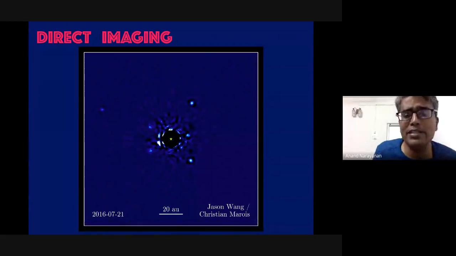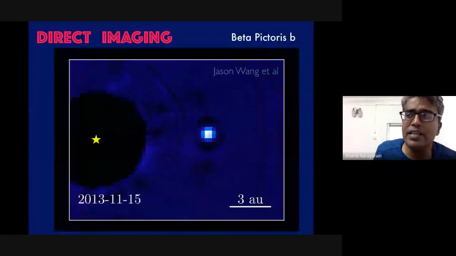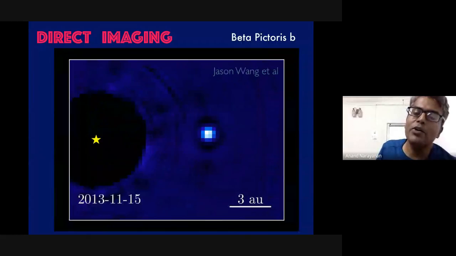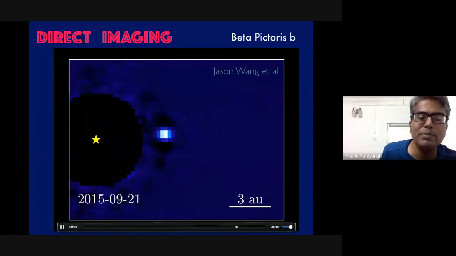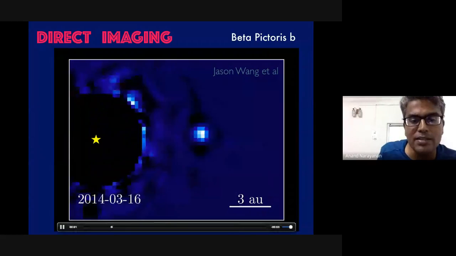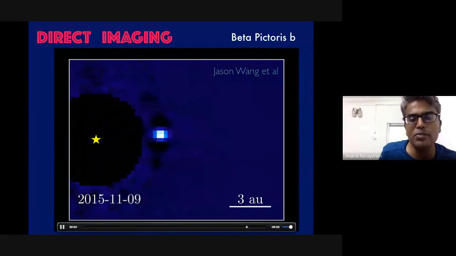So here is one more example. Beta Pictoris is a nearby star. It's not very far away from us. And around Beta Pictoris, astronomers have found the existence of a single planet. There are probably many more planets, but at least one planet has been found. And the star is this black circle, and the planet is the bright object that is moving.